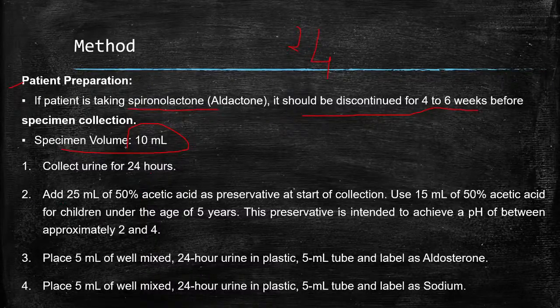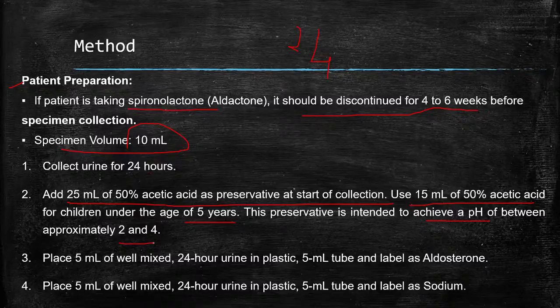Okay, so here the 10 ml sample is added, and 25 ml of 50% acetic acid is added as preservative at the start of the collection. 15 ml of 15% acetic acid is used for children under the age of 5 years. This preservative is used to achieve a pH of between 2 to 4.